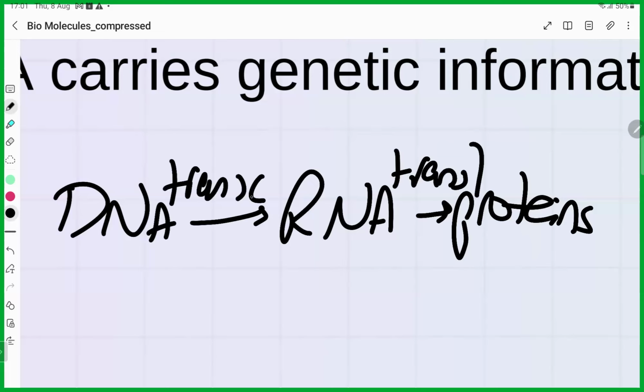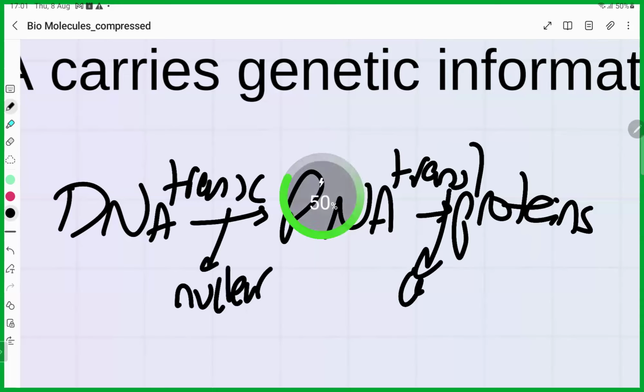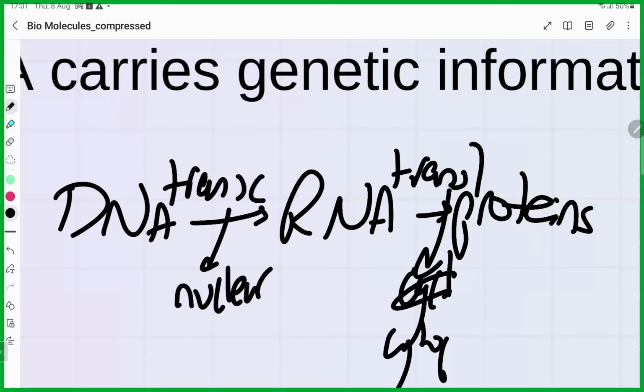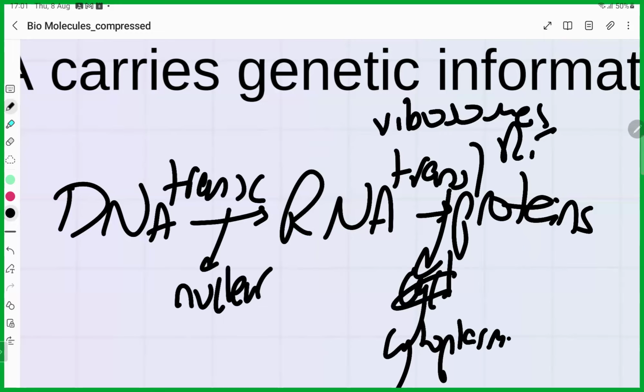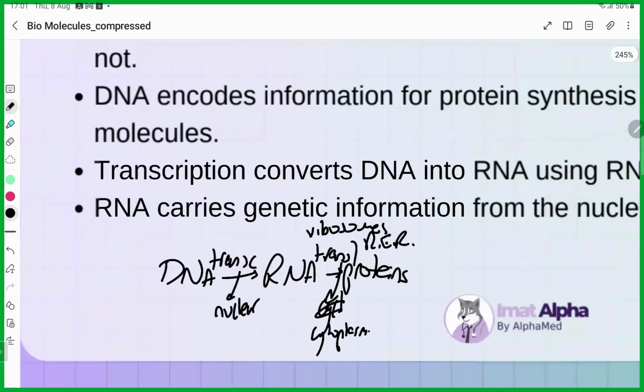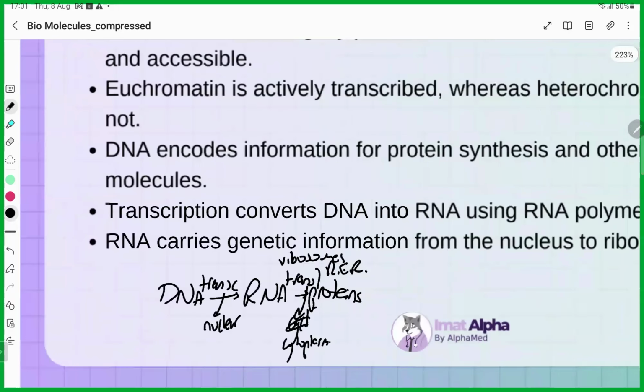This transcription happens in the nucleus. Translation happens in the cytoplasm, specifically in the ribosome and the rough endoplasmic reticulum. And then the protein processing, packaging and functioning happen in the Golgi apparatus.